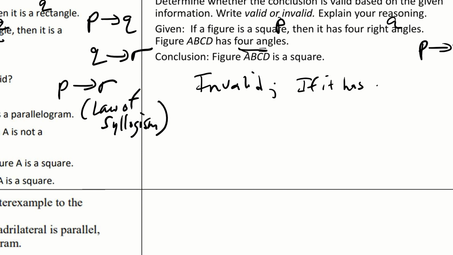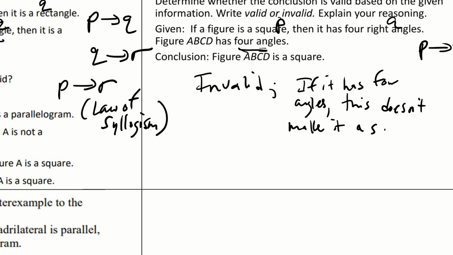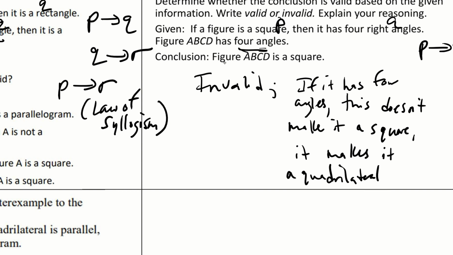If it has 4 angles, this doesn't make it a square. It makes it a quadrilateral. Now a square is a quadrilateral, but not all quadrilaterals are squares. So this is going to be invalid in general.